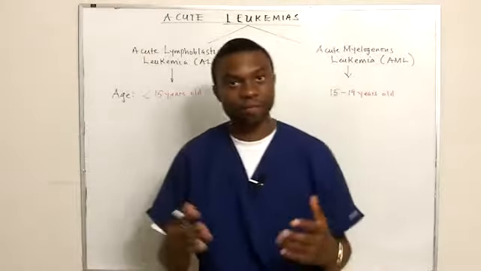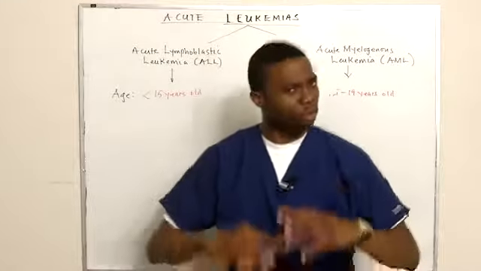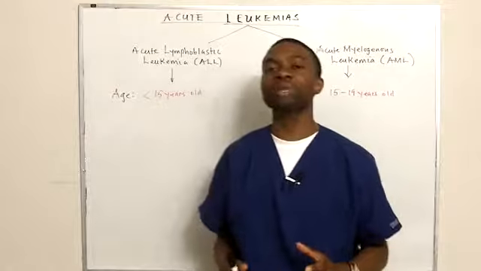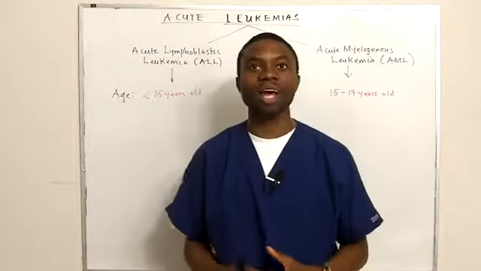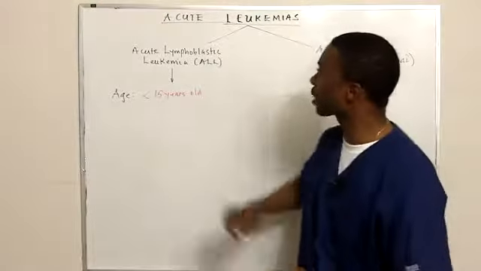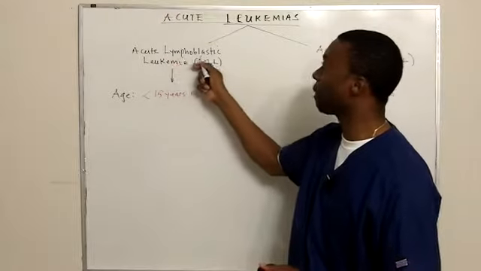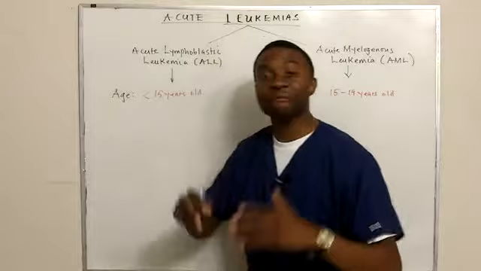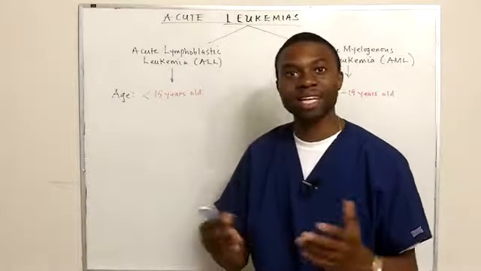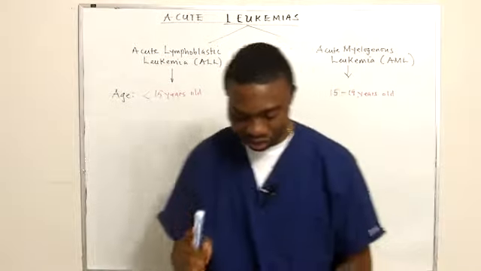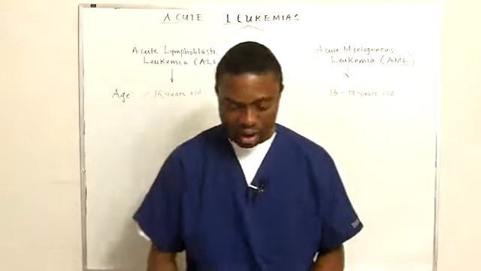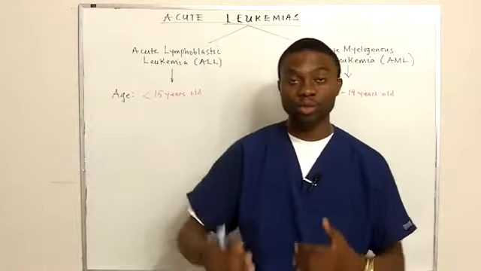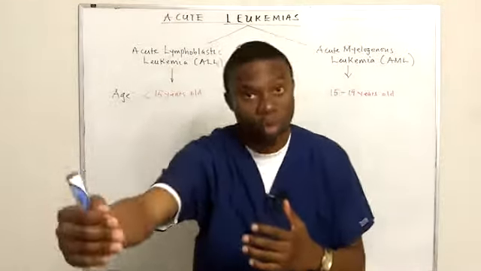So let's talk about ALL. What is the definition of ALL? Remember, it's acute, so it sounds like a very short amount of time, but that's not really the case. Acute means immature cell lines are going to be affected. And let's look at the word lymphoblastic. It's going to affect the lymphoblasts, which are not the regular lymphocytes. These are early lymphocytic precursor cells, so the cells that come before we make the lymphocytes.